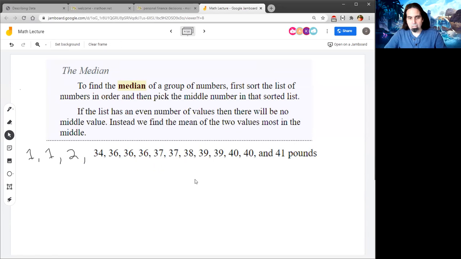They're in order, so I just start moving to the middle. So 1, 2, 3, 4, 5. 1, 2, 3, 4, 5. I'm not in the middle yet. Move again. Move again. Here we go. 37 is the one in the middle. So that's the median of the numbers.